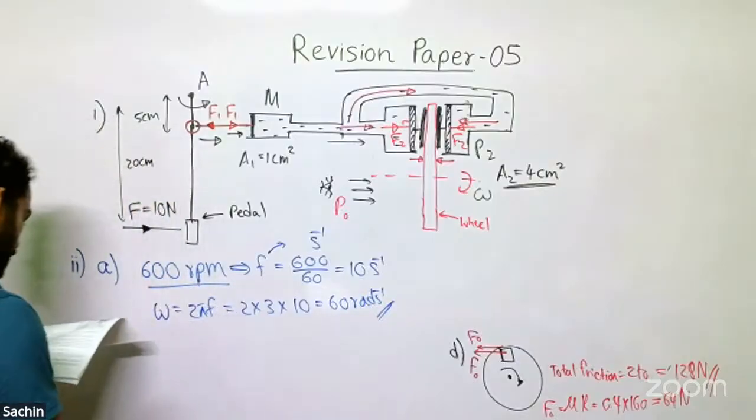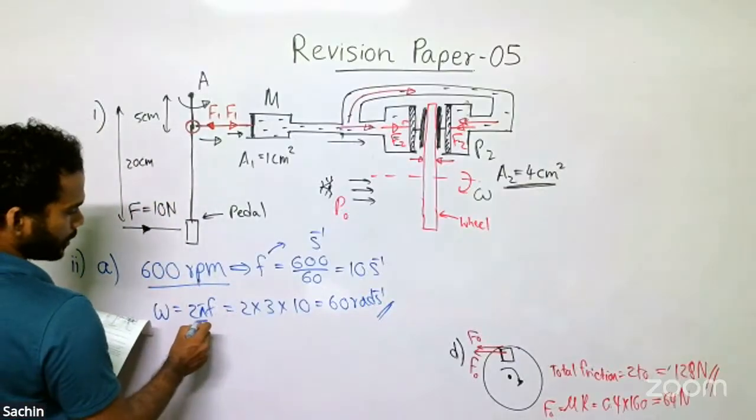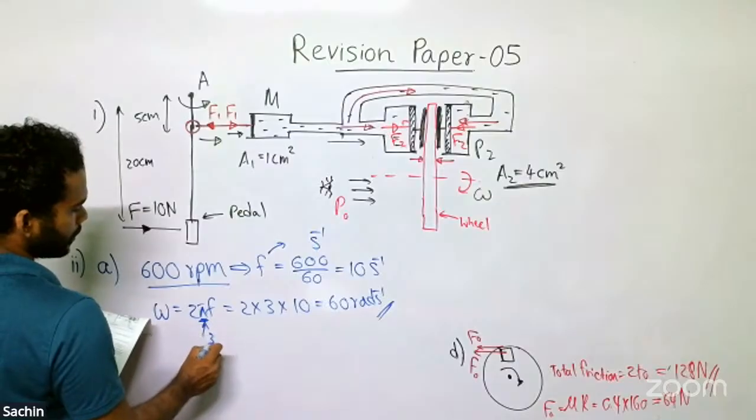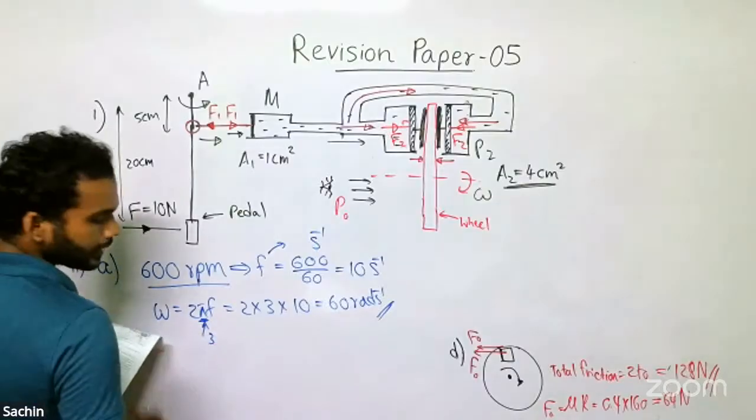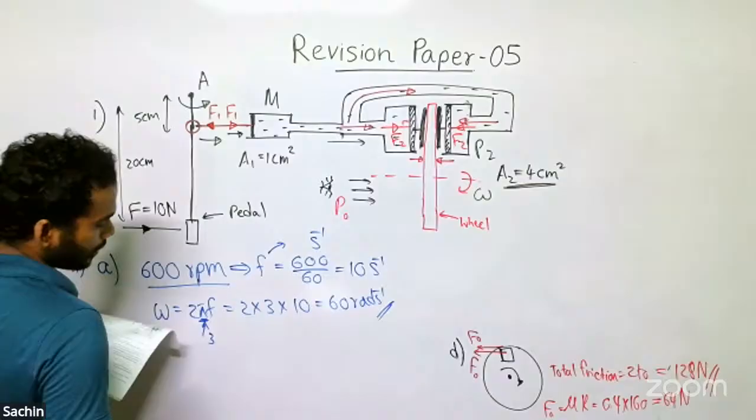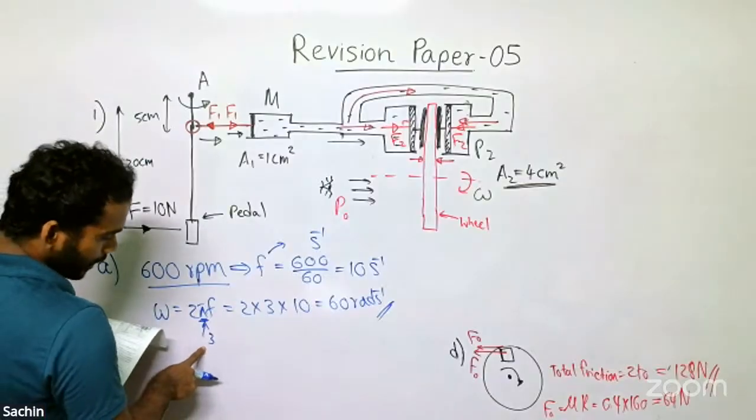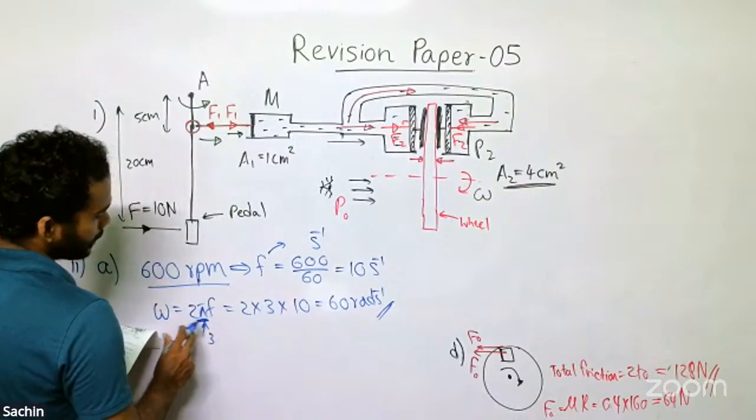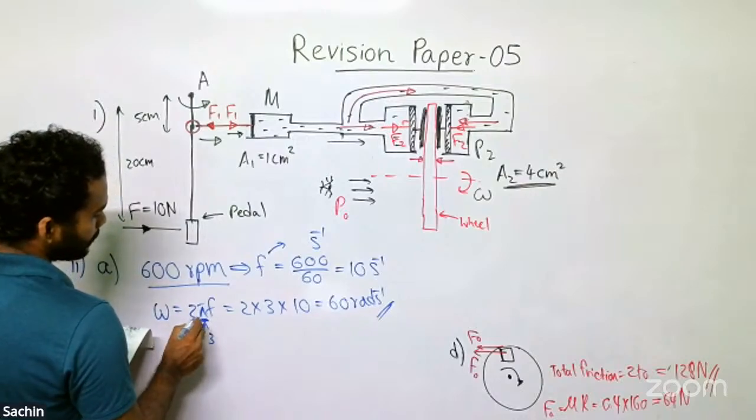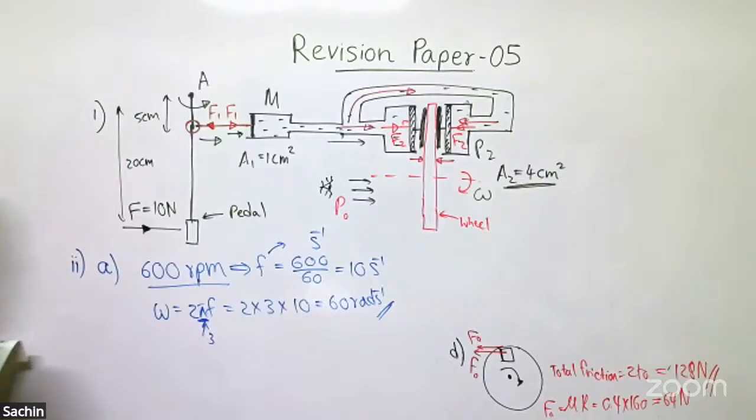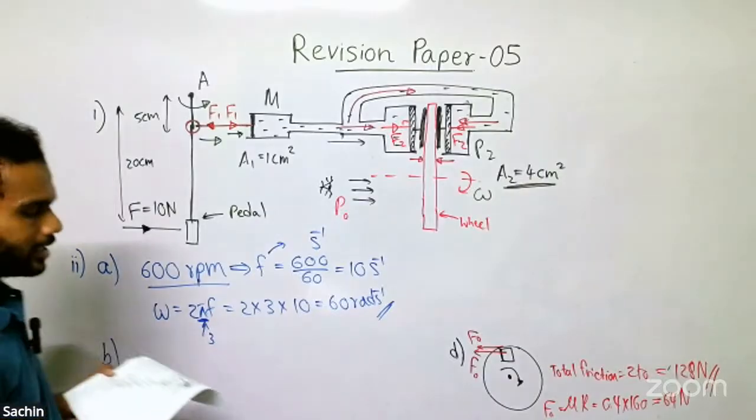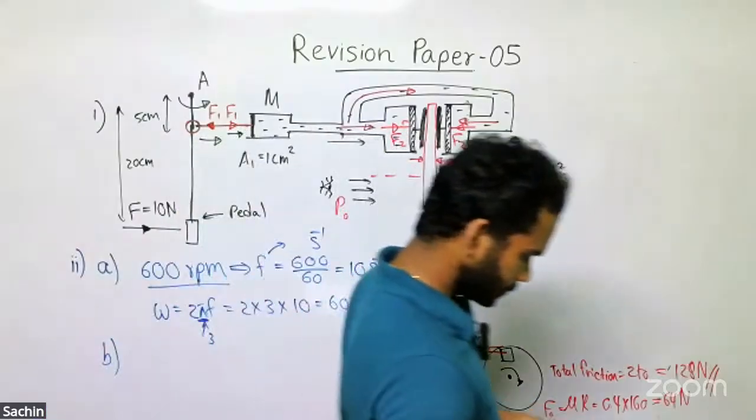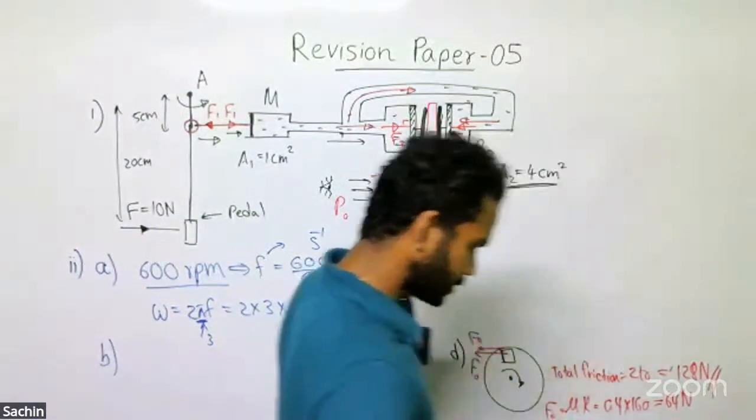So you see, I took the value of pi as 3. That's because in the question they have mentioned it. Otherwise, if this is not given, then you can't use it. You can't use 3.14 unless it is mentioned. Okay, so the initial angular velocity is fine.